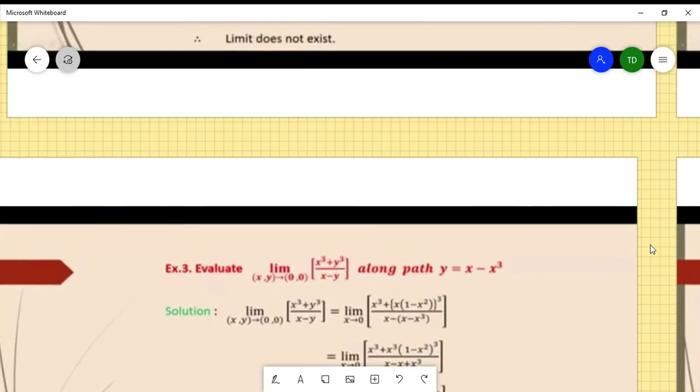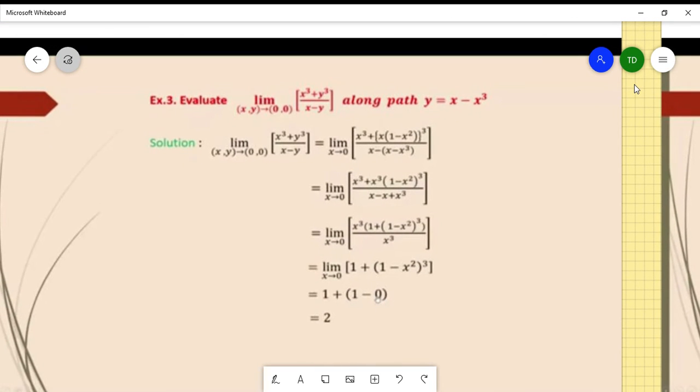Let us deal with the third example. Again they have given us a path, and the function is changed here. The function is (x cube plus y cube) upon (x minus y), and the path given to us is y equal to x minus x cube. We have to evaluate the limit at the origin. Because the path is given, we will replace y by x minus x cube everywhere. So the limit is now on the single variable x.